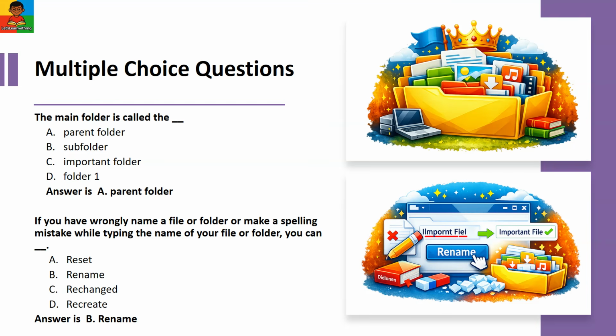Parent folder. Question 4. If you have wrongly named a file or folder or made a spelling mistake while typing the name, you can blank. A. Reset, B. Rename, C. Rechanged, D. Recreate. The correct answer is B. Rename.